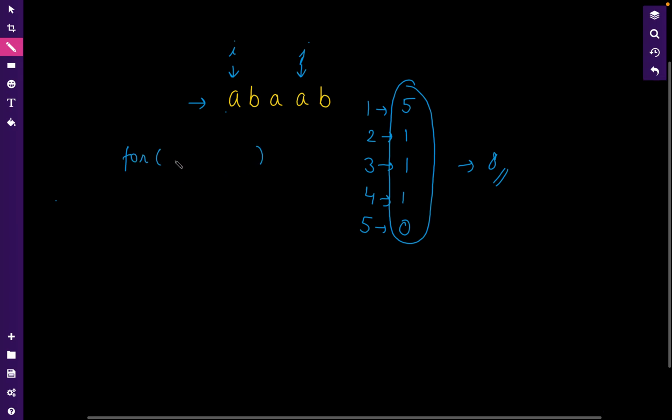One for loop for i, which will go from 0 to n with i plus plus, and the other for loop, so this is basically a nested for loop, will be for j. j will start from i and go till n, and it will keep on incrementing. After we have applied these two for loops, we will try to find out whether the particular substring in the range i to j is a palindrome or not.